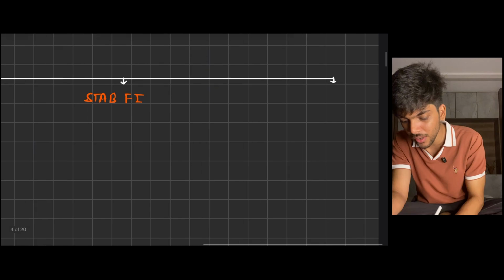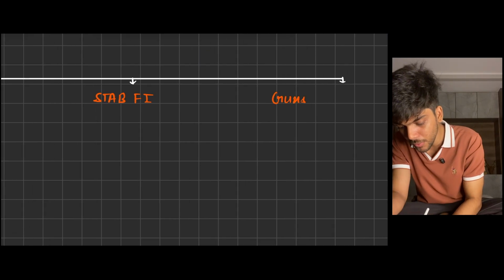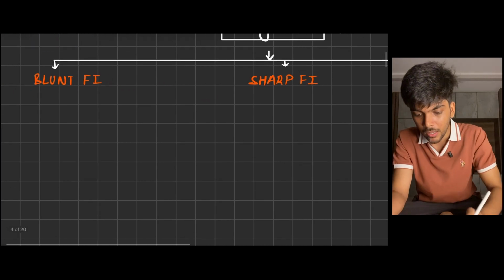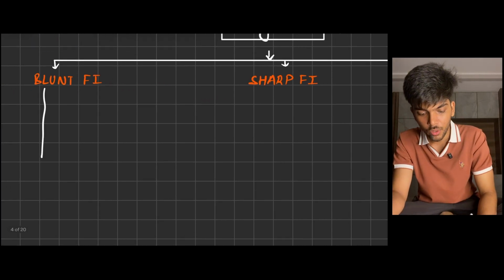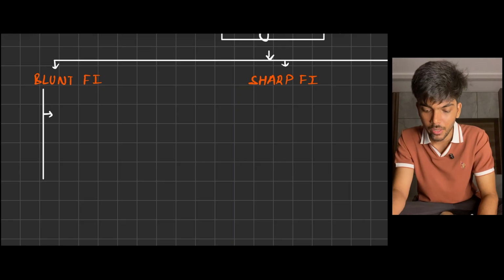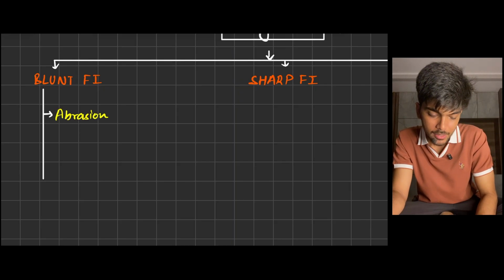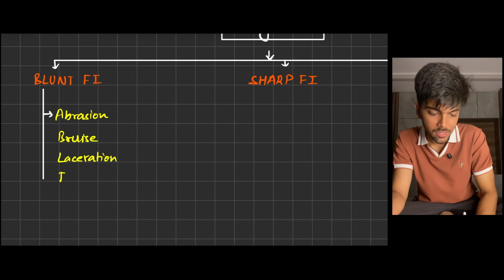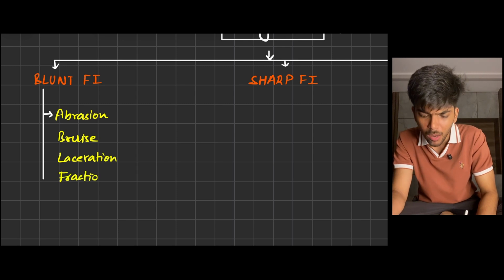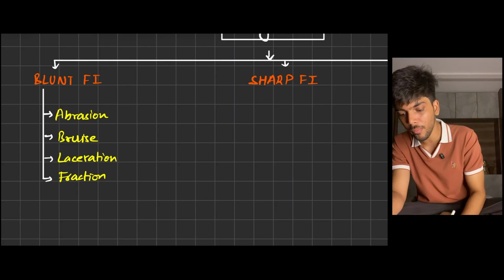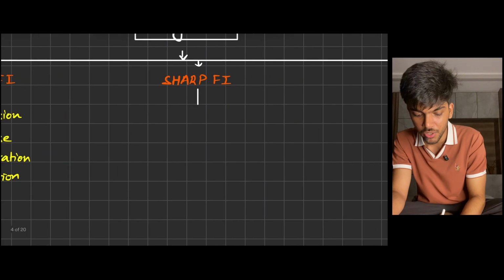Under mechanical injury, the gunshot injury is also mentioned, but that will be taught in a different video of its own. Under blunt force injury, you have 4 different types of injuries. So there's abrasion, there's bruise, there's laceration, and then finally fracture. I'll explain them all with the help of a single diagram. So for now, I'm just jotting them down. Try just to remember the names of these different injuries.